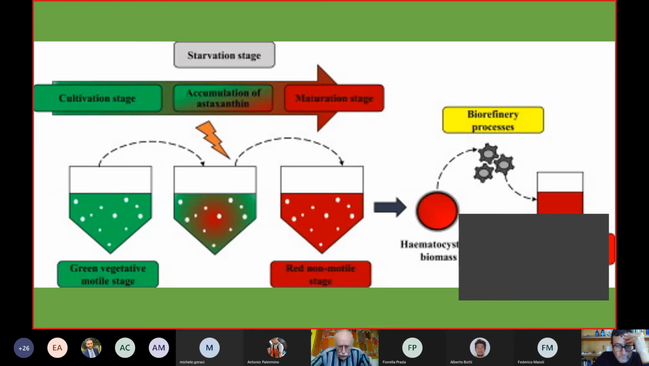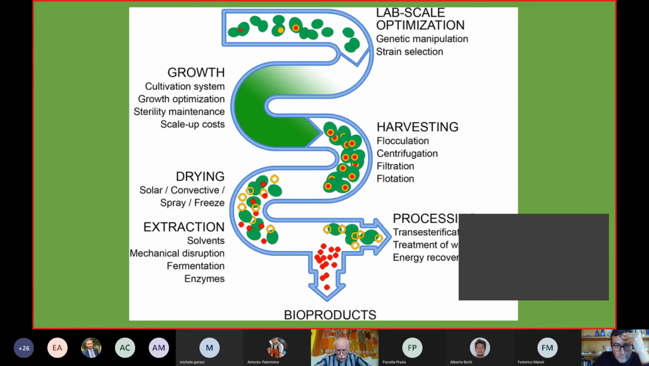And here we go into the different phases of the production. You see the cultivation, you do then starve them, as I explained in the example of Dunaliella, and then you have, this is in Haematococcus, and they are extracted, and here you have the product.